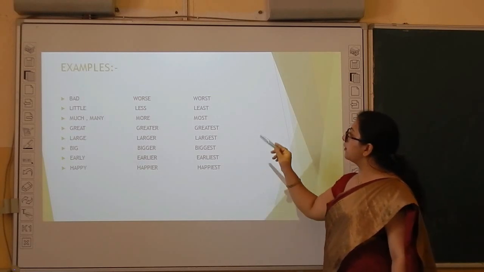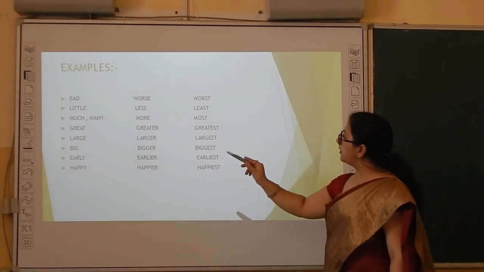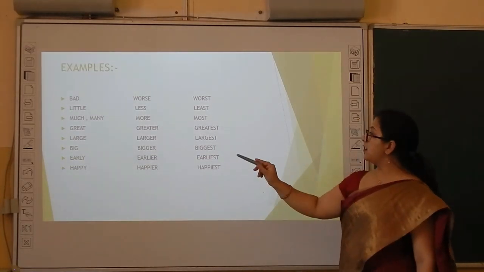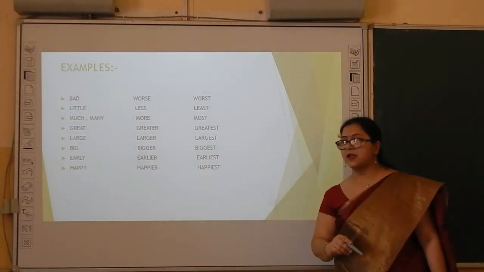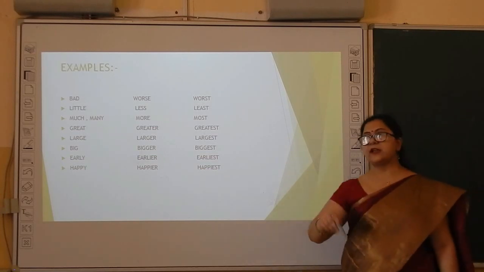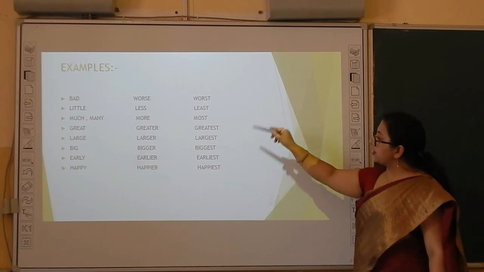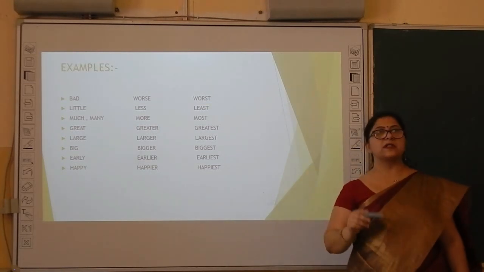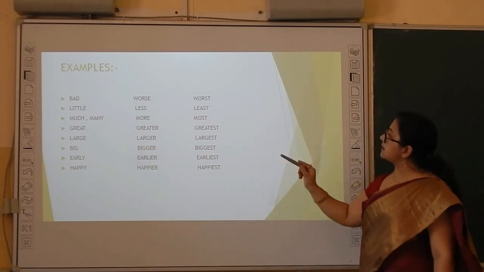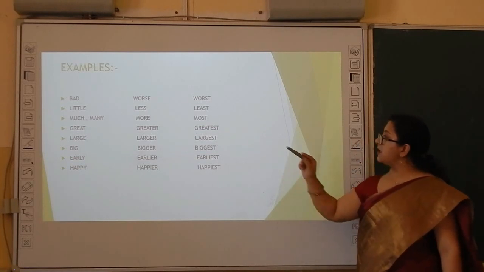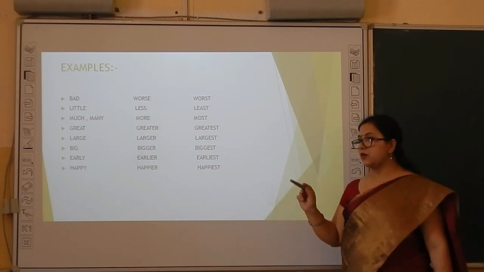Great, greater, greatest. Large, larger, largest. Big, bigger, biggest. Early, earlier, earliest. Happy, happier, happiest. One more thing I would like to tell you, that before all the superlative degrees, we must use the article the. The worst, the least, the most, the greatest, the largest, the biggest, the earliest, and the happiest. Okay?